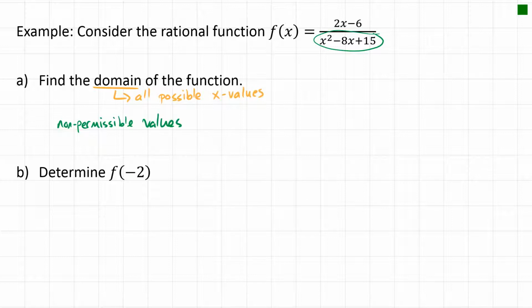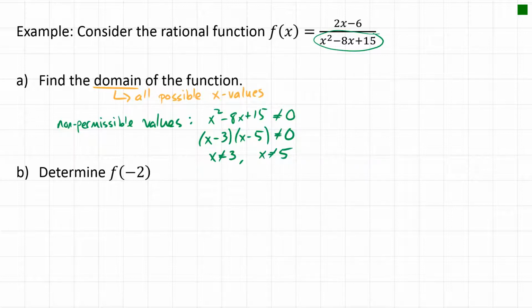The domain is basically anything except the non-permissible values. So we're going to find the non-permissible values of f of x, which means setting the denominator equal to 0, or we'll say in this case, it's not allowed to be equal to 0. We can factor this: two numbers that multiply to positive 15 and add to negative 8 are x minus 3 and x minus 5. Those cannot be equal to 0, which means x cannot be equal to 3 and x cannot be equal to 5. So those are the non-permissible values.